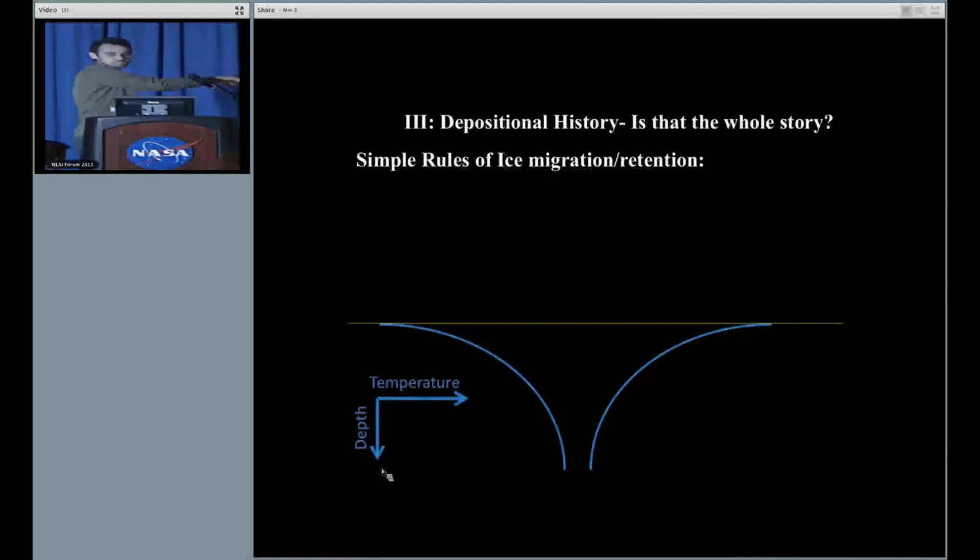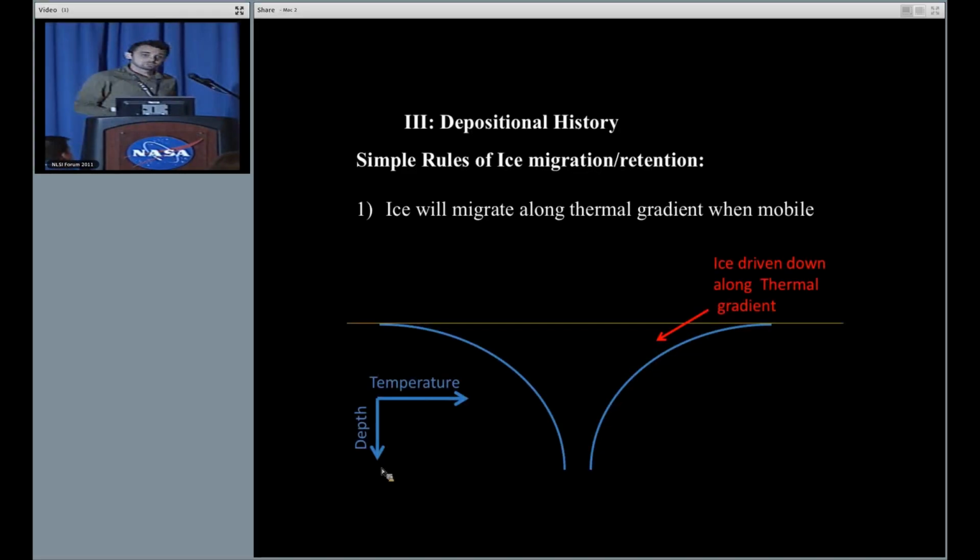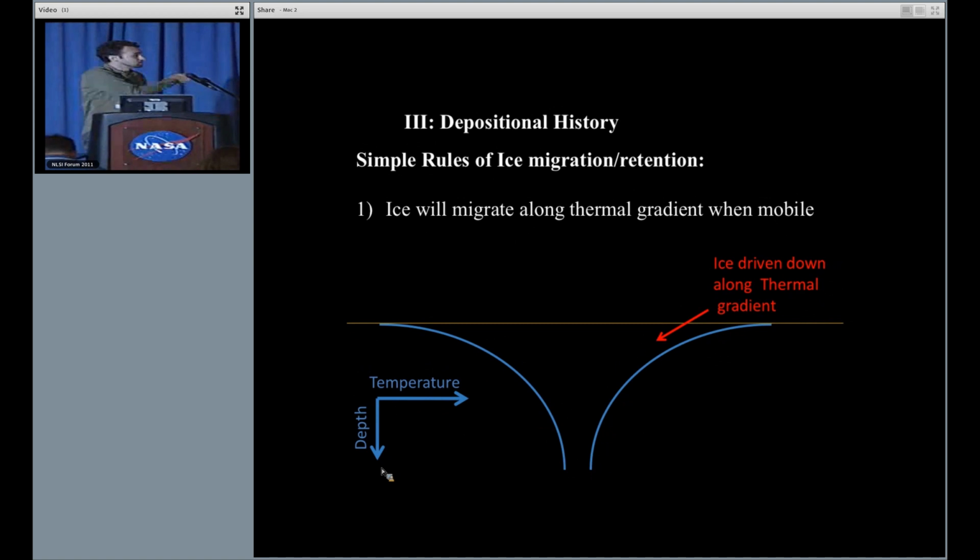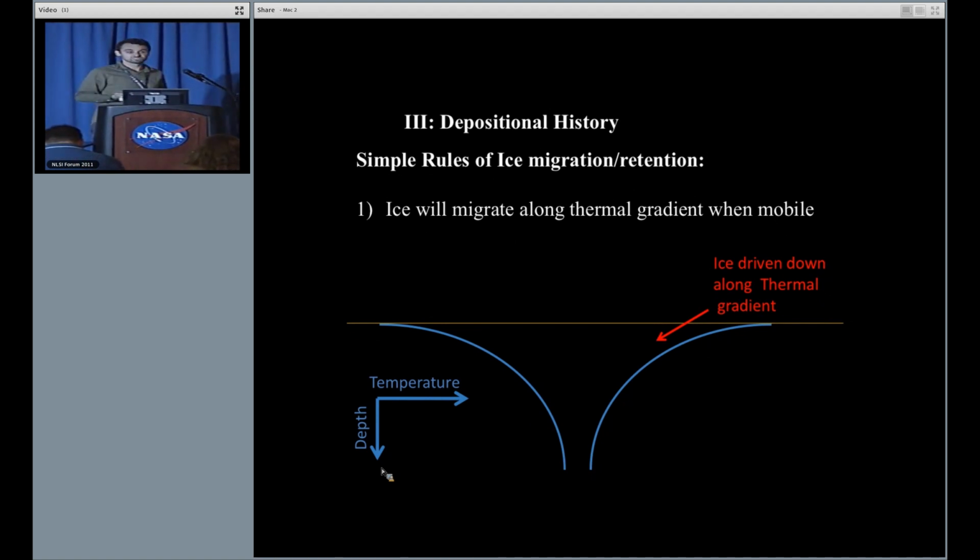So this would be the maximum yearly temperature and the minimum yearly temperature with depth at a given spot. And so ice will be driven downward along a thermal gradient. The thermal gradient causes a vapor density gradient, and so a water molecule will travel along that vapor density gradient and be driven towards a colder spot, right? So it's sort of like the same thinking we have about cold traps, but with depth as well.